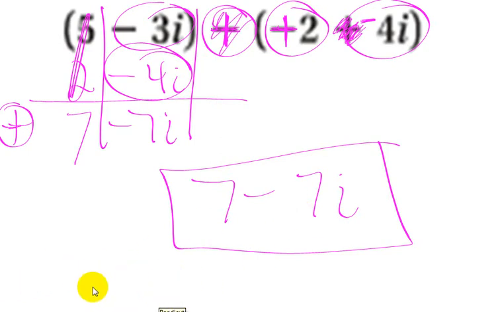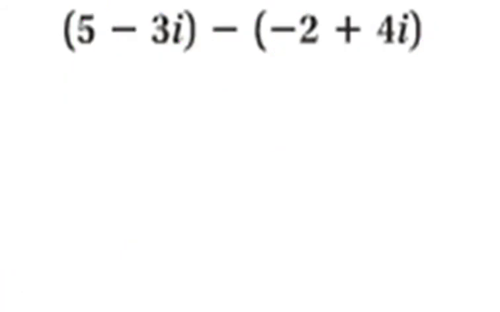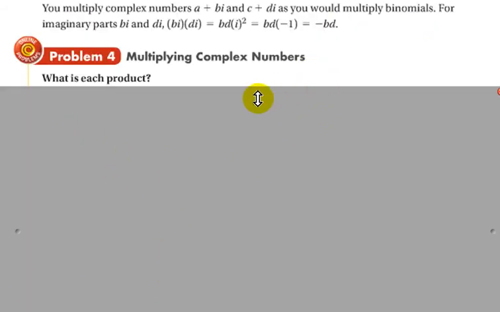So I've shown you how to work it out in a linear format, and now I've shown you how to work it out in a columnar format. So whatever way is easiest for you, use that. All right, now we're going to multiply and divide complex numbers.